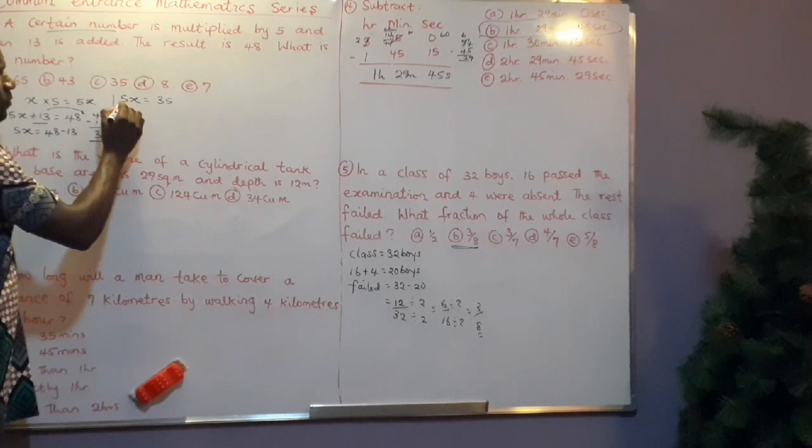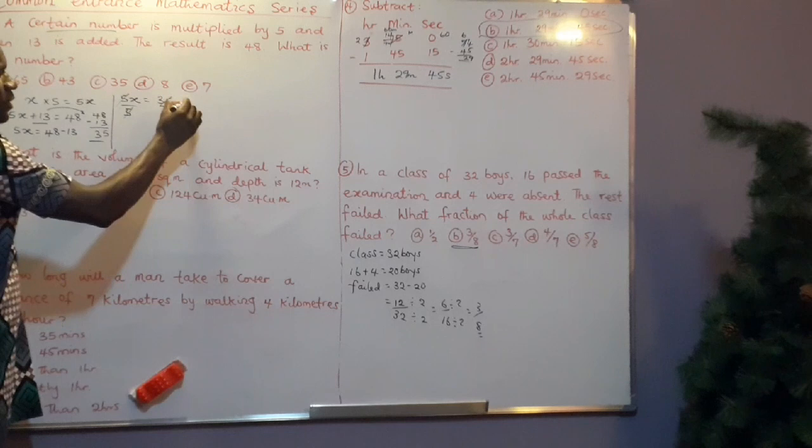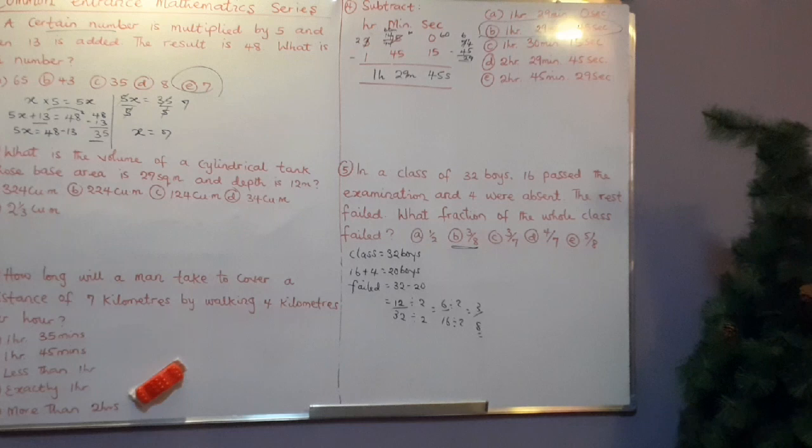5 cancels 5, 5 into 35 is 7. x is equal to 7. So the number is 7, which is E. Easy, right?